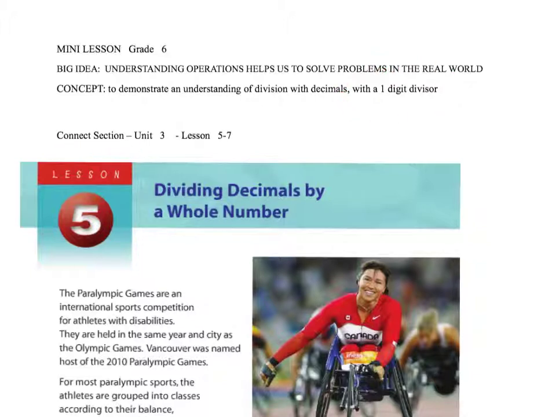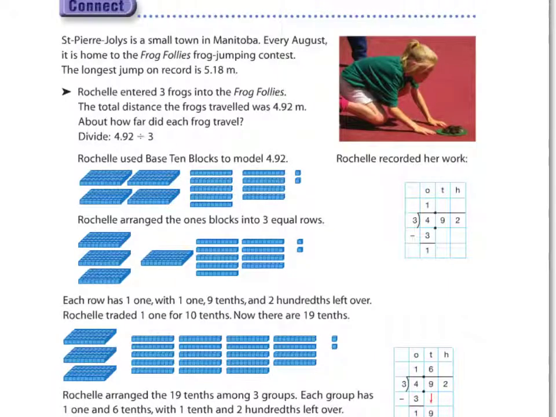You will be looking at the Connect section of Unit 3, Lessons 5 to 6, actually. Not 7, 5 to 6. So we're going to start with Lesson 5, which is dividing a decimal by a whole number. All right, so let's take a look at our first example.